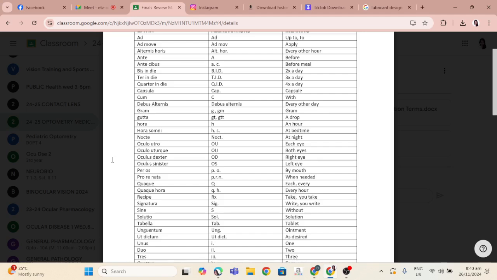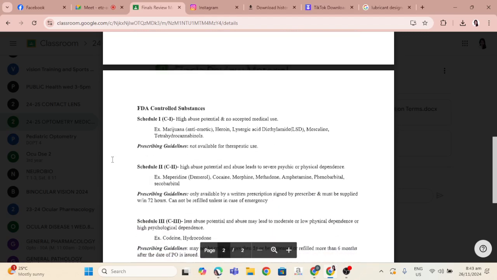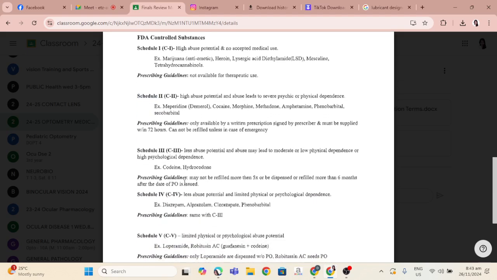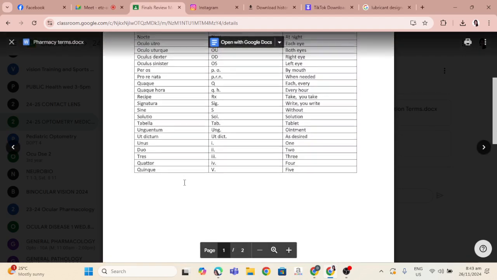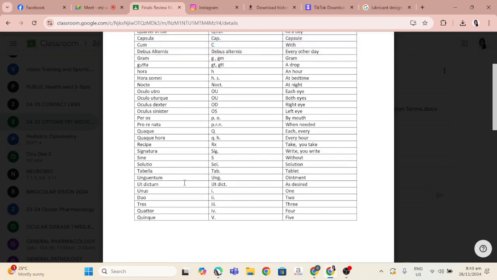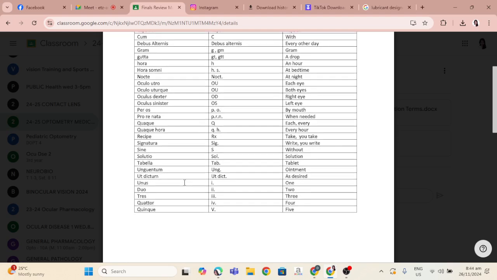RX naman, recipe, meaning you take. Signatura, signature, or sig, you write. Or the current instruction on how to instill yung agent or yung medication, or how to take yung medication. So, below here, now, kasi 'di ba meron tayo dun sa prescription order is yung S2 number. So there are certain schedules or certain controlled substances that require you to have a S2 number or certification for you to be able to dispense them.